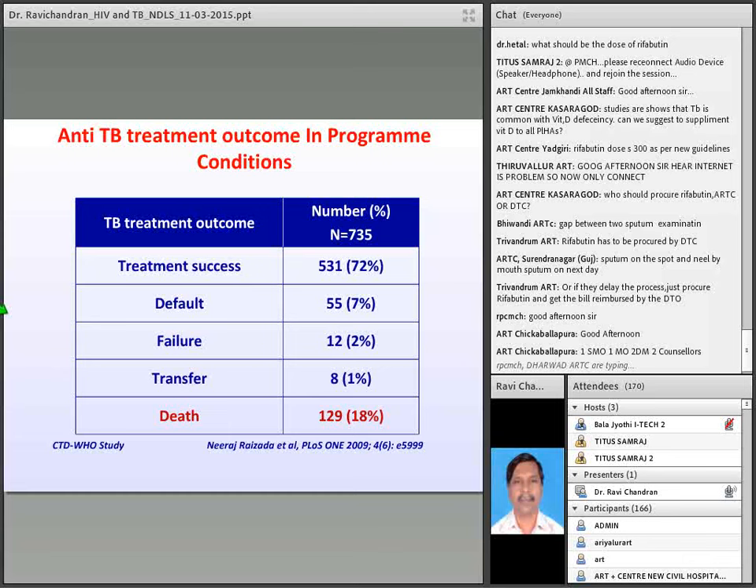Yes, this is the general outcome in our program conditions. That is, patients with HIV who are on ART having tuberculosis, and if they are treated, this is the outcome. Yes. 72% success has been demonstrated, and death occurs only in 18% of the total number of cases.